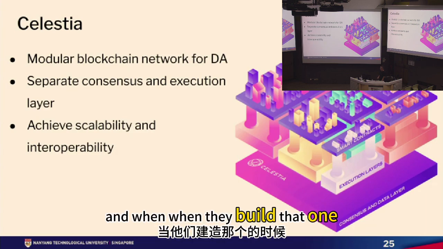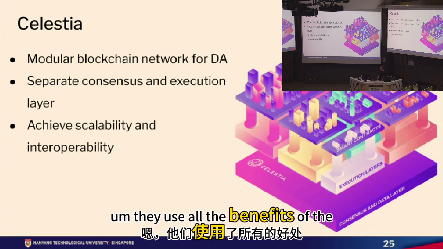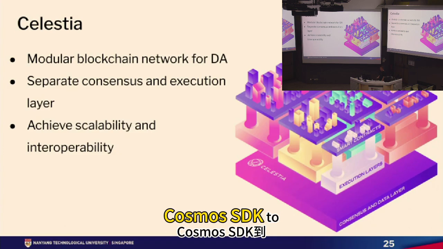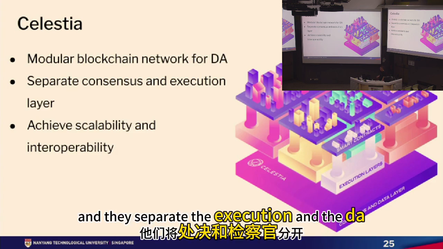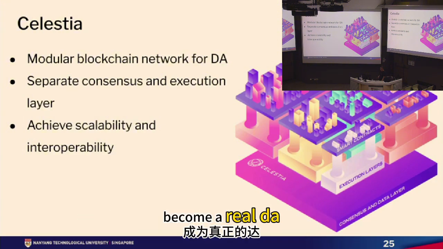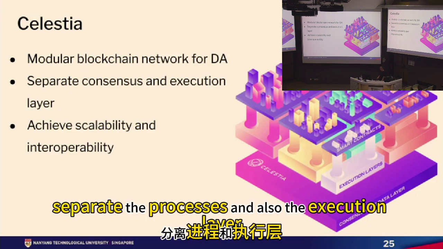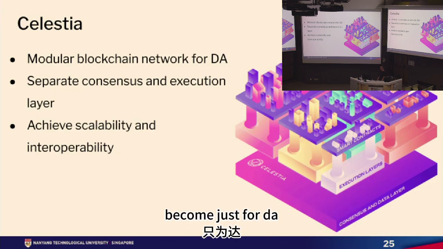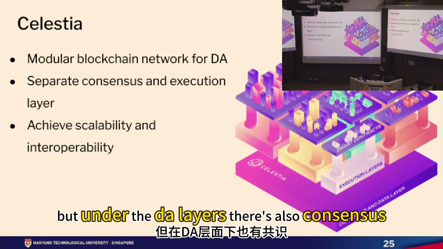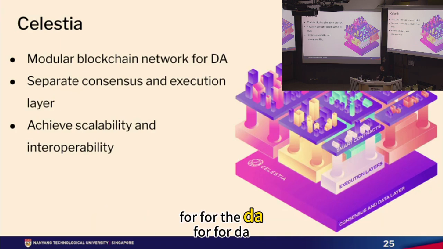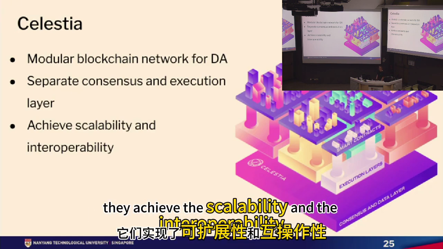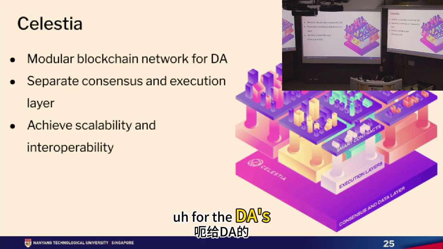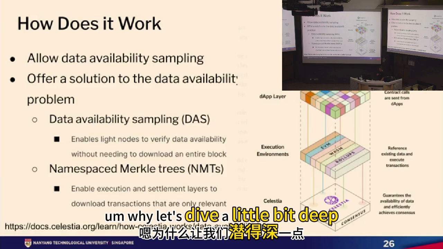When they built that, they used all the benefits of the Cosmos SDK to build everything as modular, and they separated the execution and the DA, becoming a real DA layer, separating the consensus and the execution layer so it is just for DA. But under the DA layer, there's also consensus for the DA. Later on, we're going to talk about that. By doing this, they achieve scalability and interoperability for the DAs. Why? Let's dive a little deeper.